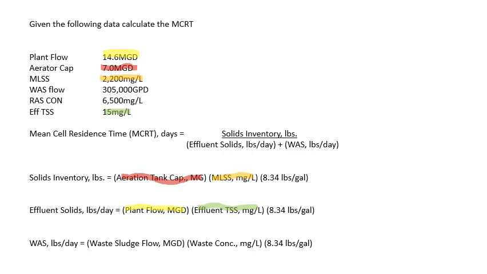Next, you're looking for your WAS, waste sludge flow, which is the first item, in million gallons per day. If you notice, our given item is in gallons per day and it needs to be in million gallons per day. So you're going to have to convert that 305,000 gallons per day to million gallons a day. And then it's looking for your waste concentration. Our given value is the RAS concentration of 6,500 milligrams per liter. On the next slide, I'm just going to have these all plugged in, showing you the color codes for where these six variables go.